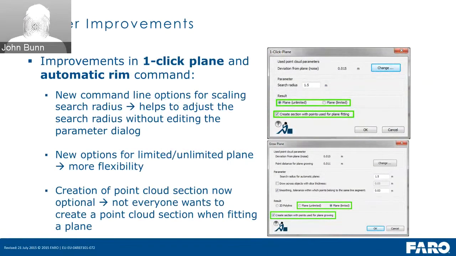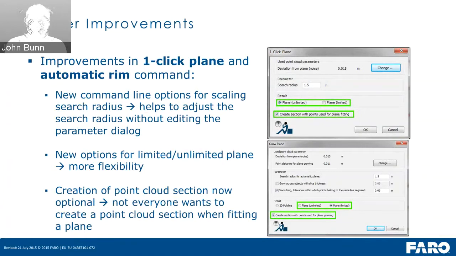Some other improvements that we've added: we have a one-click plane option and an automatic rim option, both within that modeling plane section. But they've received some very nice features that make it more understandable and easier to use. One of the ones that I really like is on the command line, you have an increase and a decrease option. So you don't have to go into the parameters dialog box and actually change that search radius value. It's very similar to in Microsoft Word, where you can just click a button to increase the text size or decrease the text size. Works very similar to that. So it just avoids you having to go into that parameter dialog box, change the value, and then go back, and then do that multiple times till you get the right radius.